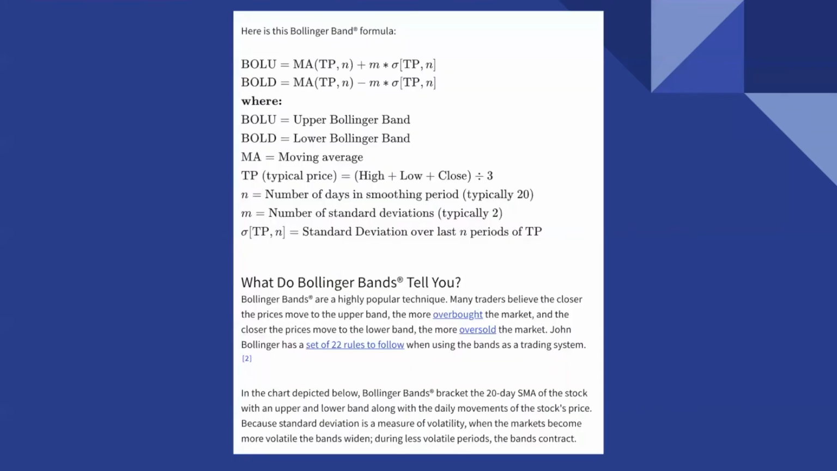Okay. So the next indicator, one of the most important indicators, is the Bollinger Band. The Bollinger Band is basically a normal distribution. There is a standard deviation, and the middle line is the standard deviation.